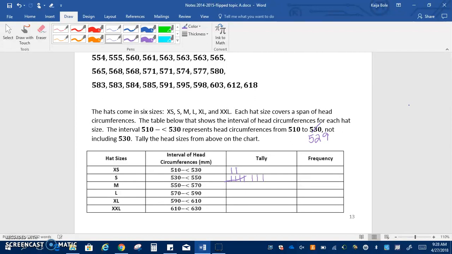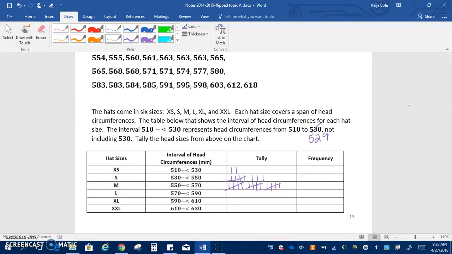546, 549. Now 551 we jump down to mediums. 551, 552, 552, 553, 554 is my 5th, 555, 560, 561, 563, another 563 is my 5th, another 563, 565, 565, 568, another 568, and then we jump to 571.